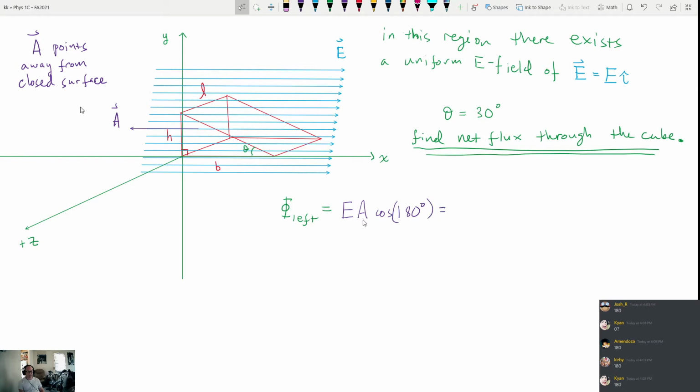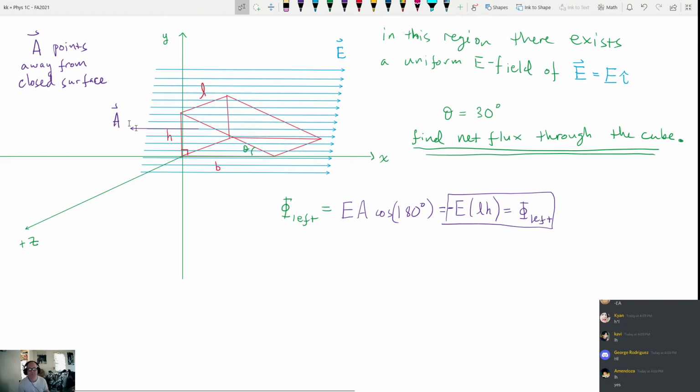What's the area on the left-hand surface? What's the area of this back surface right here? It's a rectangular prism, so it's L times H, right? So this is going to be E times L times H with a negative sign. Easy enough. Okay, I'll leave this area on here, I guess.